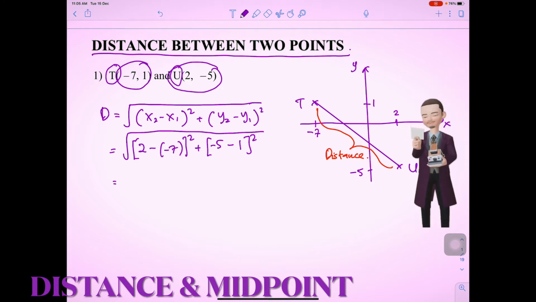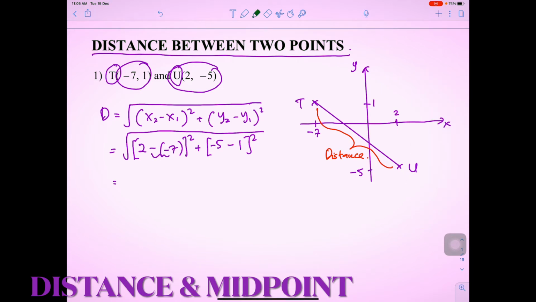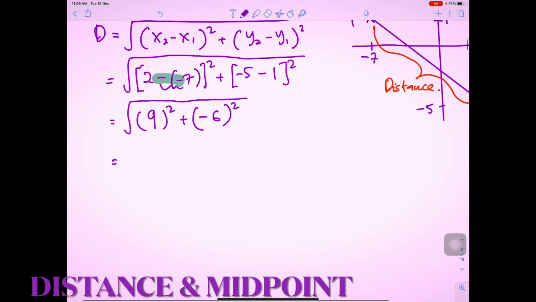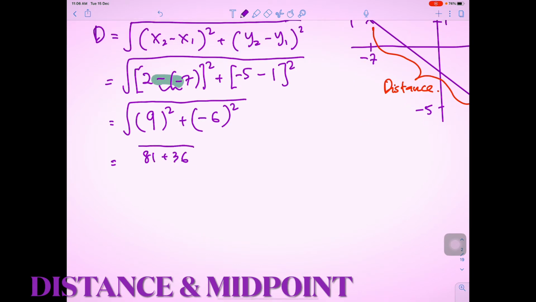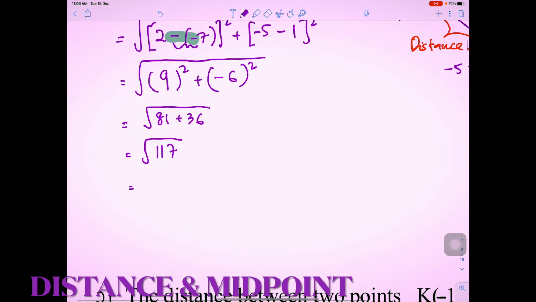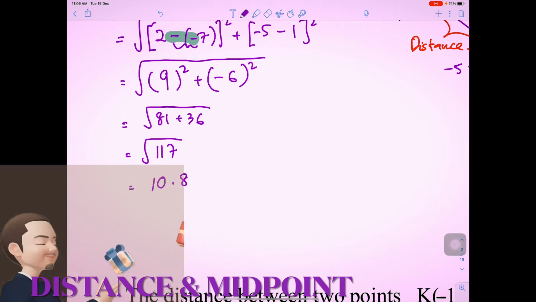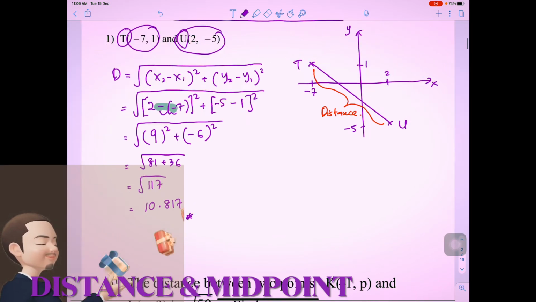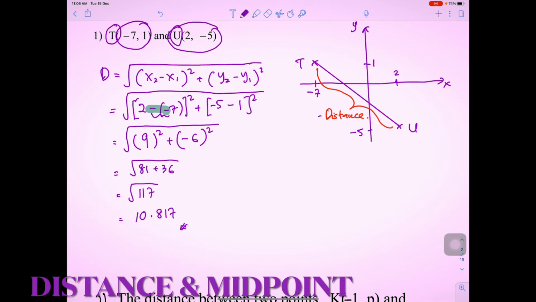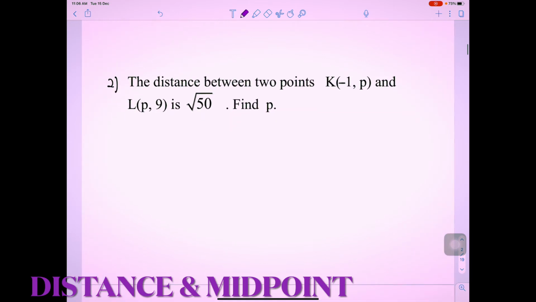And then simplify, you will get 2 plus 7, because negative times negative, so it becomes 9 squared plus -6 squared, then square root. And then simplify, so you get 81 plus 36 square root, which equals square root of 117, and by using a calculator, the answer is 10.817 units. Okay, so this is the distance.